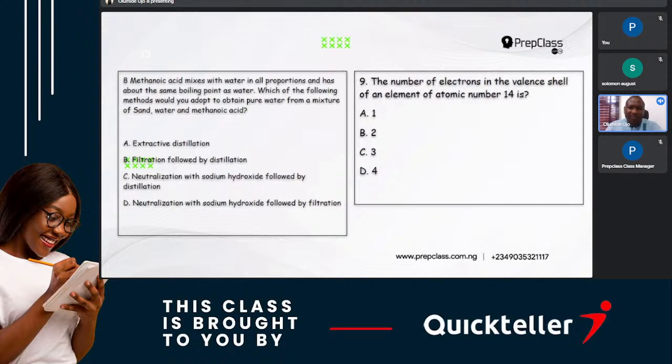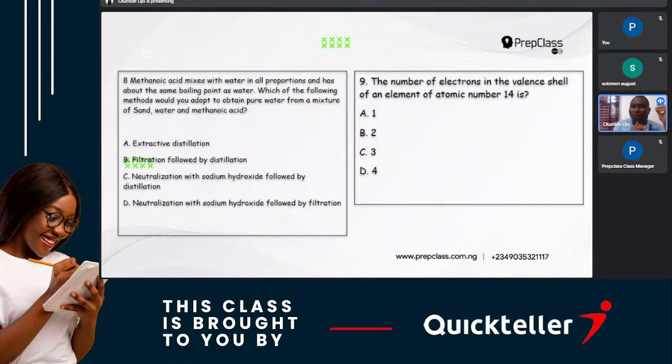Methanoic acid mixes with water in any proportion and has about the same boiling point as water. So that means they mix together, they become one, and they have the same boiling point. If they had different boiling points, we would use fractional distillation to separate them, because fractional distillation is only used for miscible liquids that have different boiling points. But this one mixes with water in any proportion and has about the same boiling point, so you cannot separate them by boiling point.